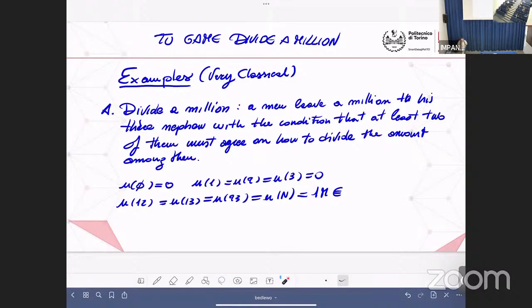This is an example, and it's very simple. You have a man who leaves 1 million to his nephews, but they can have the million only if at least two of them agree on how to divide the money. So practically what you have below is the so-called strategic form of the game. The empty set and the singletons all give zero because you have no agreement. You have to imagine that a group means they agree, and so for all the other groups that agree, the payoff is this. This is really trivial.